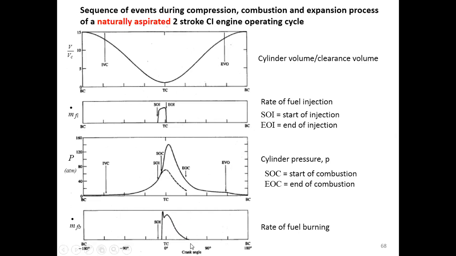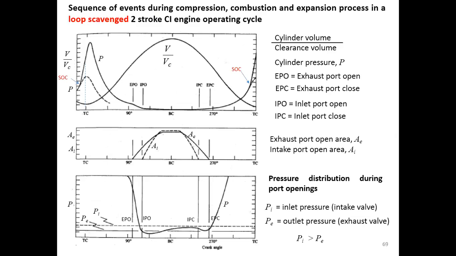So this tells us that the injection of the fuel doesn't mean that the fuel will burn immediately when we inject the fuel into the cylinder. Okay. So this is what happens for the naturally aspirated two-stroke CI engine. Okay, how about the loop scavenged two-stroke CI engine?